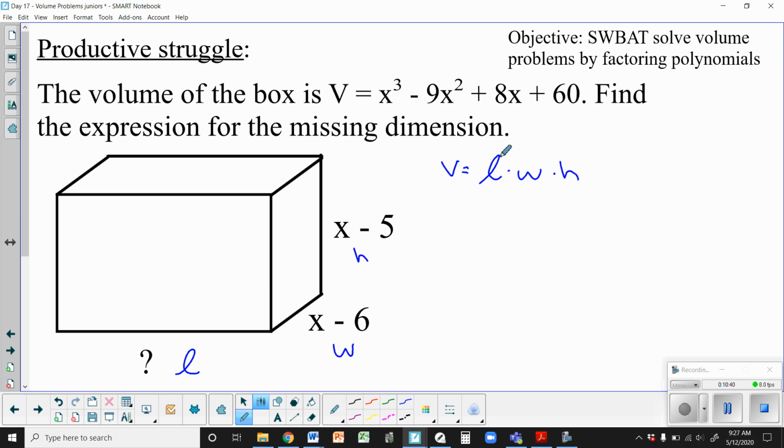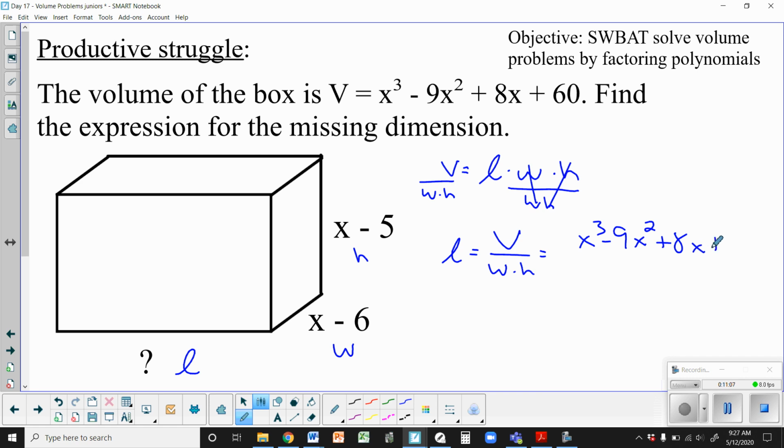So what we want to do is get this by itself. So what would we do? Well, we divide W and H from both sides. Those would cancel out. So we really have our length is equal to our volume divided by our width times our height. So what does that look like? That looks like x cubed minus 9x squared plus 8x plus 60 over x minus 6 for the width and x minus 5 for the height.